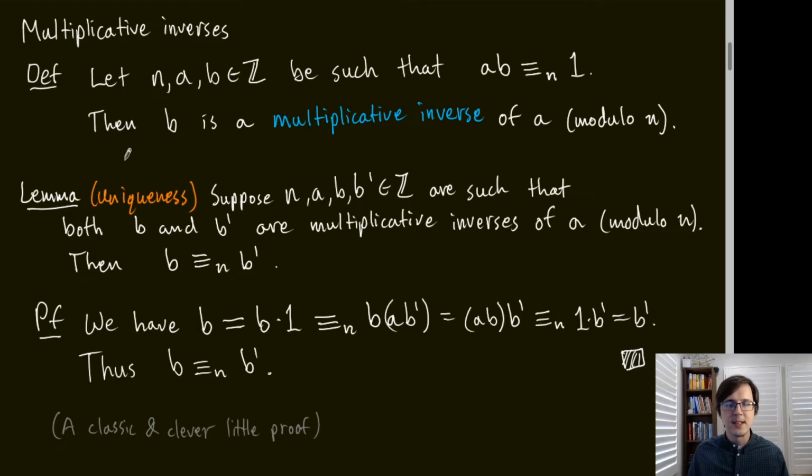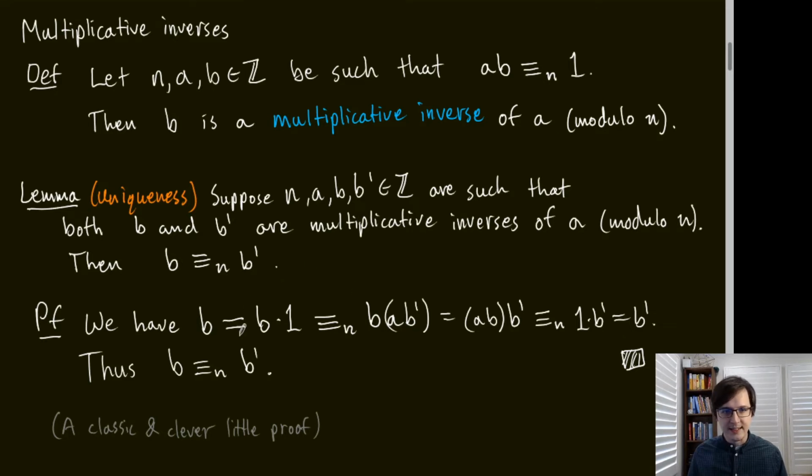The next observation is uniqueness, and this is a nice little proof that I've always thought was clever and sleek. Let's say that we have a modulus n, a number a, and two potential multiplicative inverses of a mod n. The conclusion is that b and b prime, these two multiplicative inverses of a, are congruent mod n. That's the sense in which they're unique. There's infinitely many, actually, because we can add multiples of n to b to get lots of them, but they're all going to be congruent to each other.